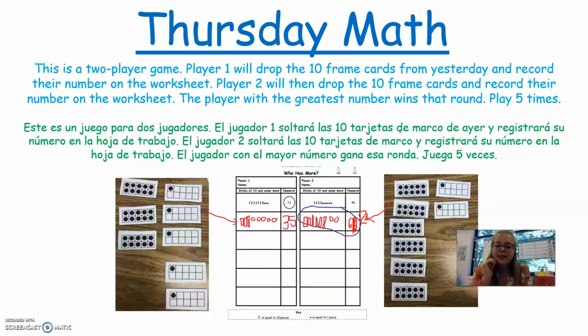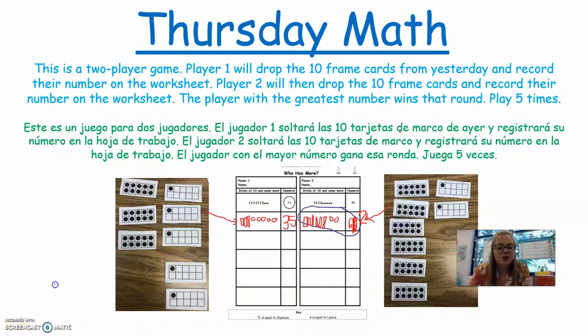Then you have to decide which one has more. So which one's the greatest number? Which one's the biggest out of these two? Out of 35 and 62, which one's greatest? That's right, 62. So that means Rashid won that round. You're going to keep playing this game until your whole board is full. The player who won the most rounds wins. So that's how you're going to play today's game.